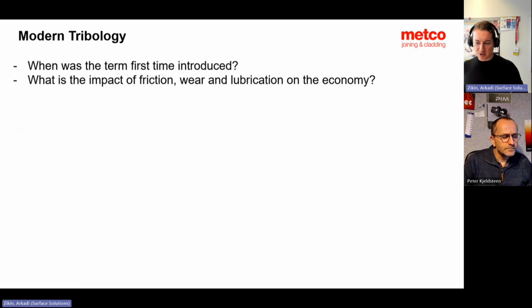Okay, so this was the history, just a little bit of fun, showing that we have interacted with friction, wear, and actually lubrication for many thousands of years. However, modern tribology was first introduced in the 20th century. My questions to you: do you have an idea when it was first officially done? Maybe you even know the name of the person who did it. And what impact did friction, wear, or lubrication have on the economy?